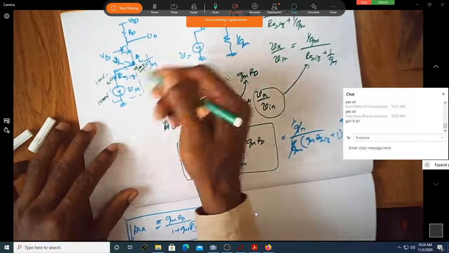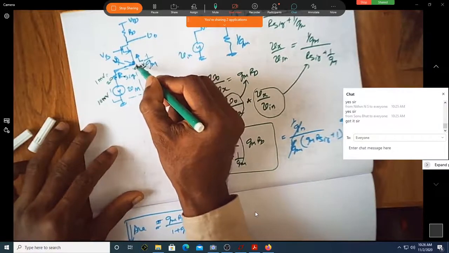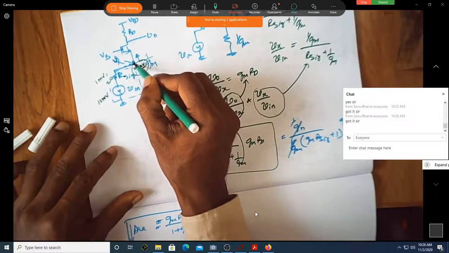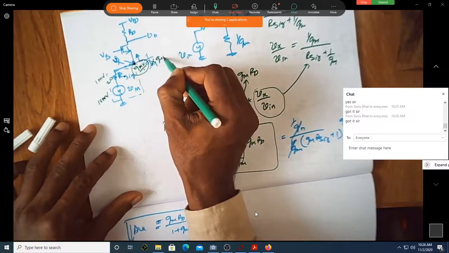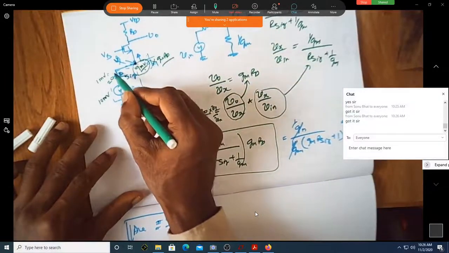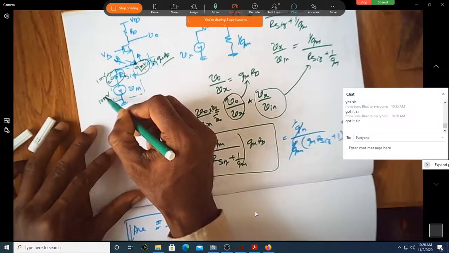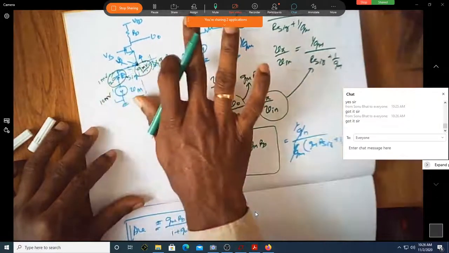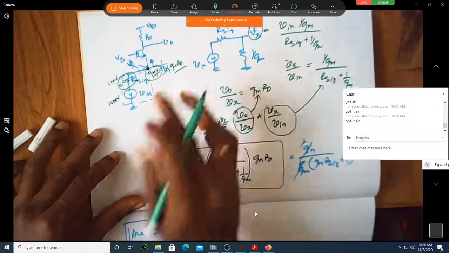But that doesn't mean that whatever 9 millivolt you get as the input will be multiplied by GM into RD. The amplifier is doing its amplification, but because of this R signal, the amount of voltage reaching here is reduced. It is not the degeneration.